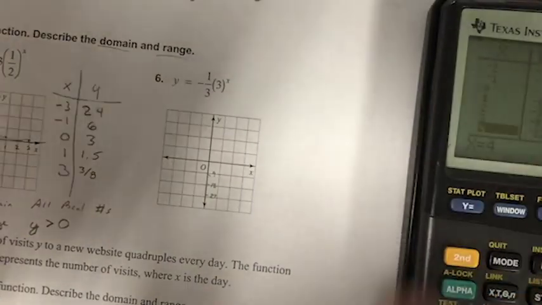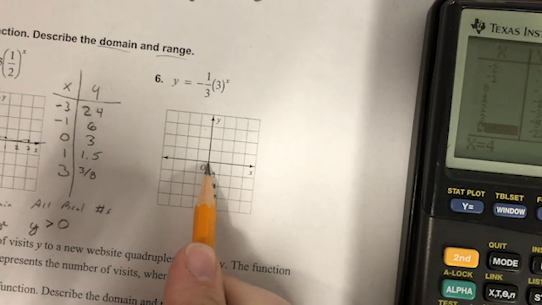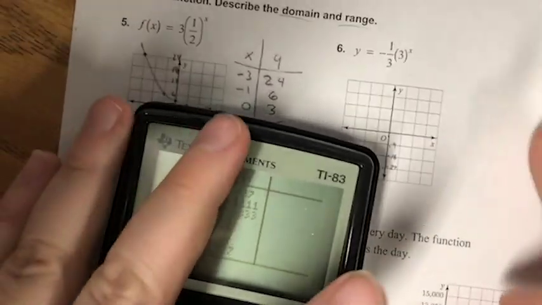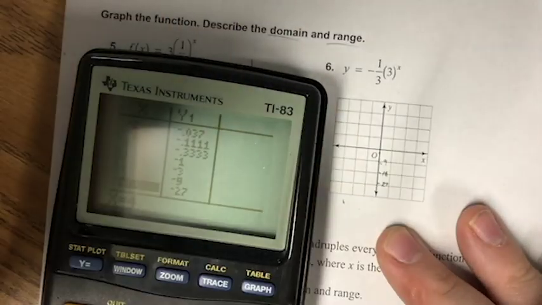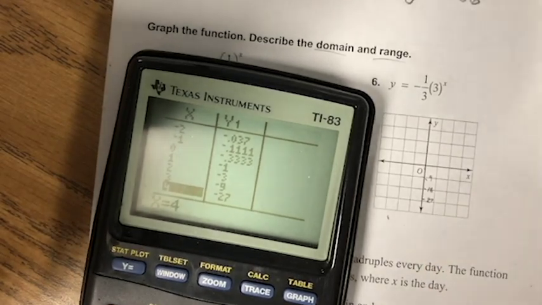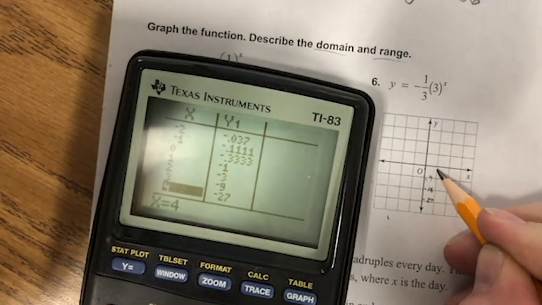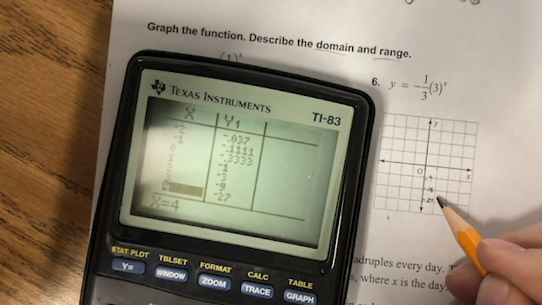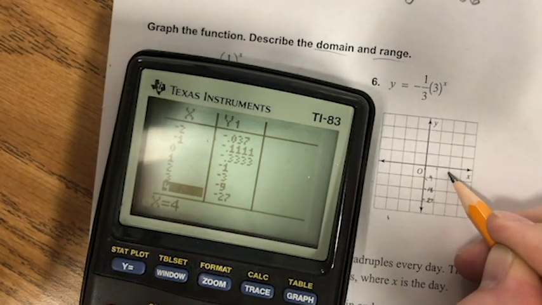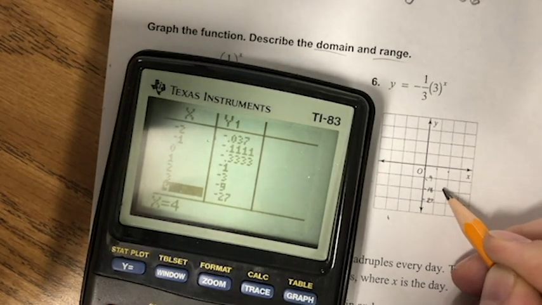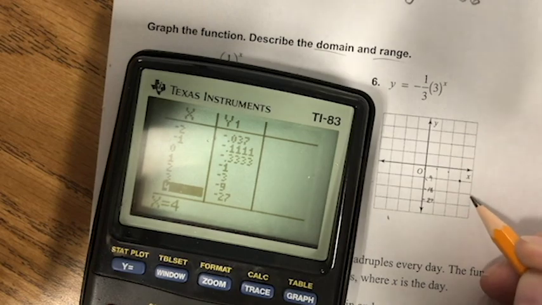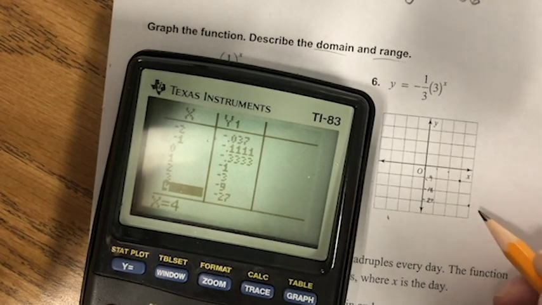So 0 and 1/3 would be somewhere right like there, give or take. Then the next one would be, according to our numbers, I'm going to come over here so you can have both on the screen. Our next one would be 1 and -1. So 1 and -1 would be somewhere like that. The next one would be 2 and -3, which would be something like this. The next one would be 3 and -9, which would be here. The next one would be 4 and -27, which would be here.